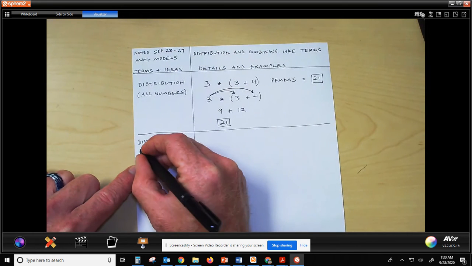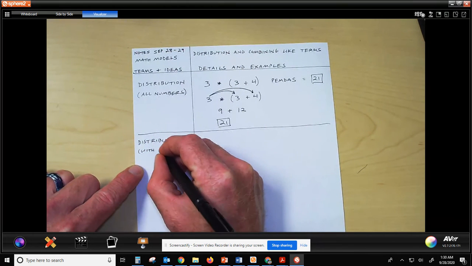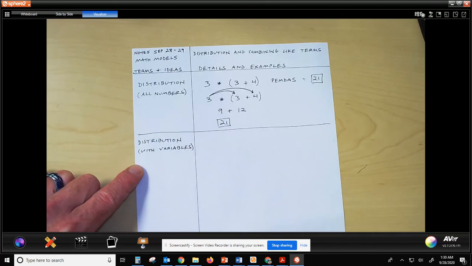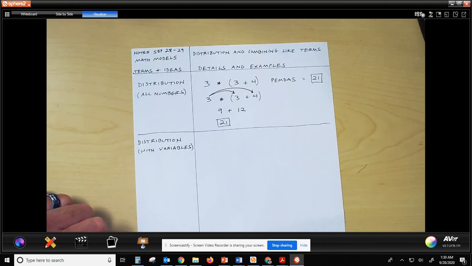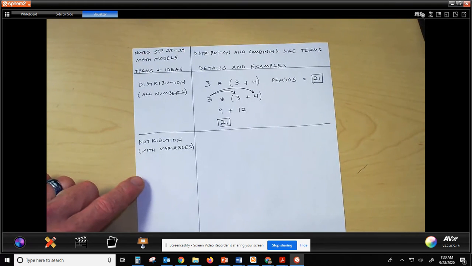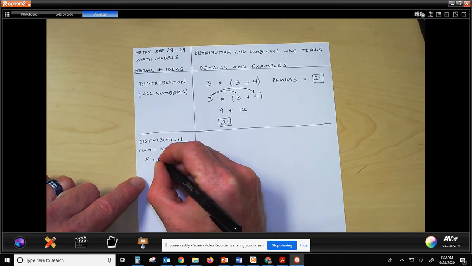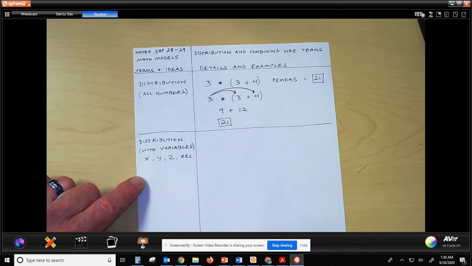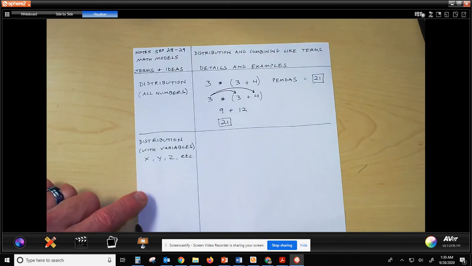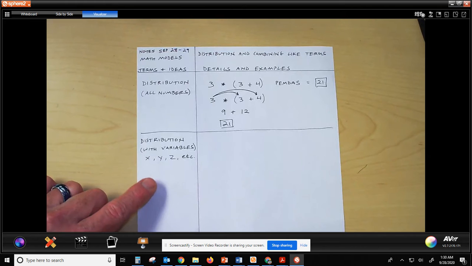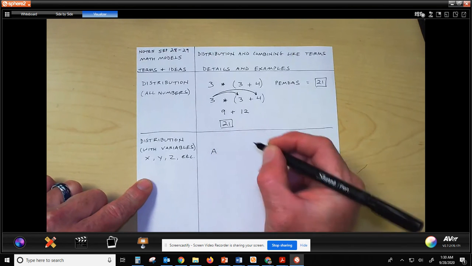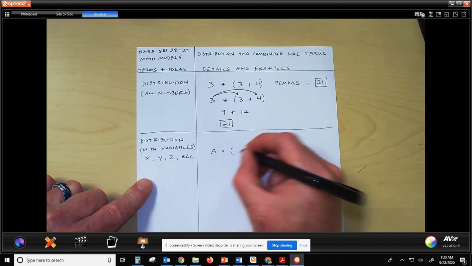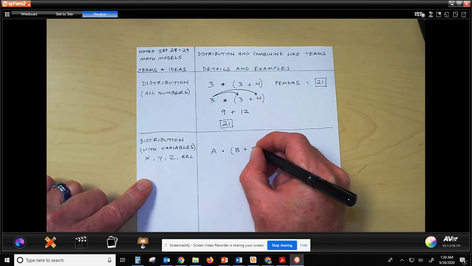And this time with variables. And variables in math expressions and equations, well, it's like X, Y, Z, etc. Okay, so this is the general case for a distribution. Let's try another one that is all letters. The variable A multiplied by B plus C.